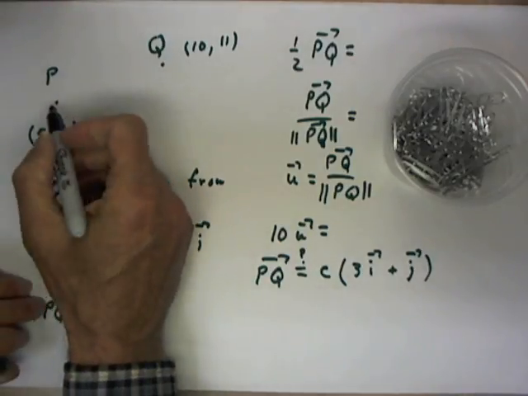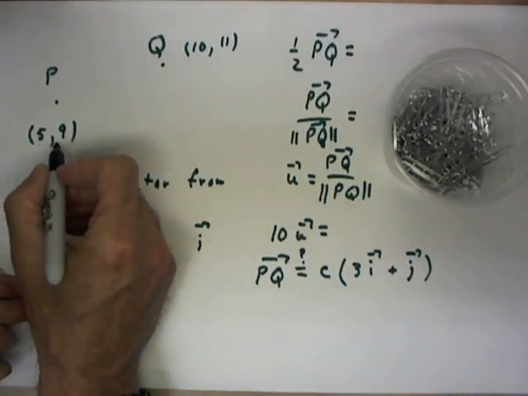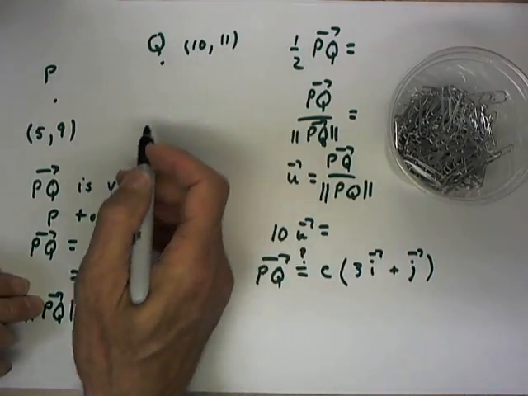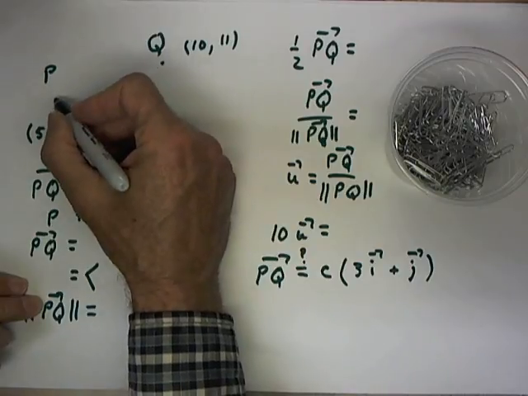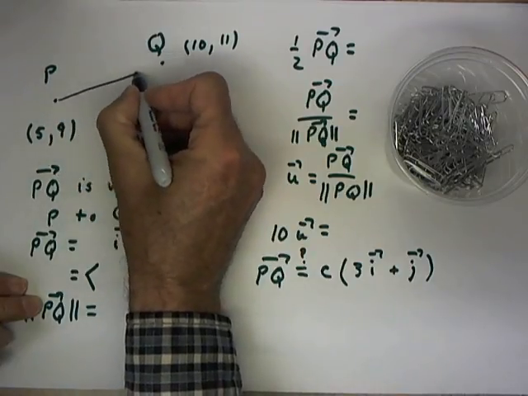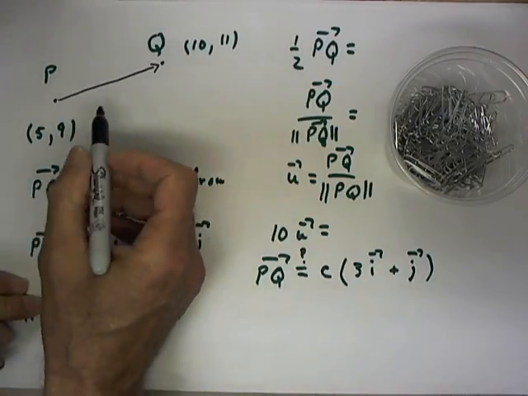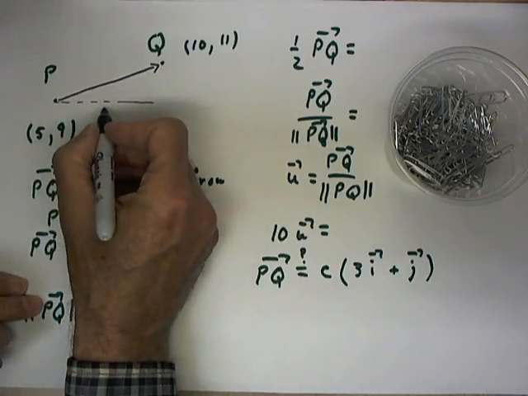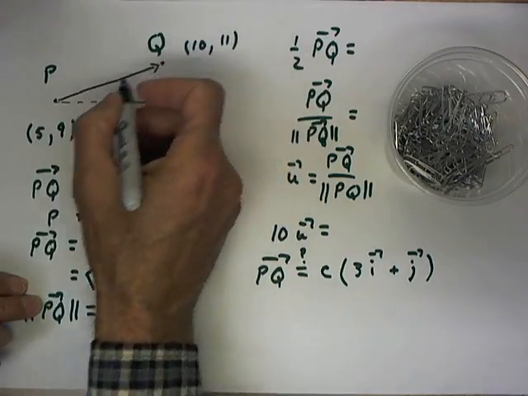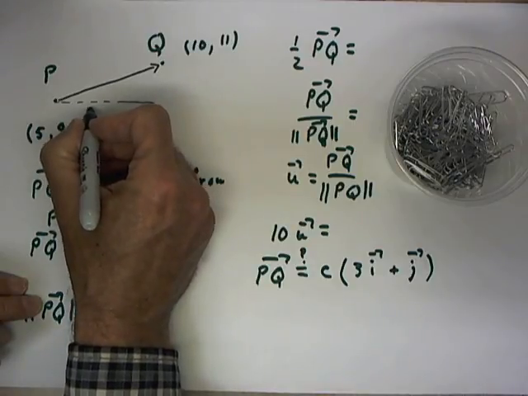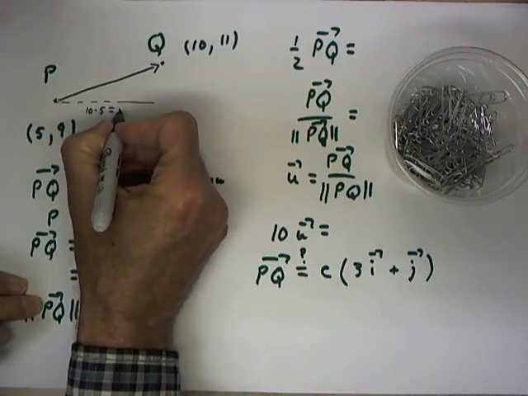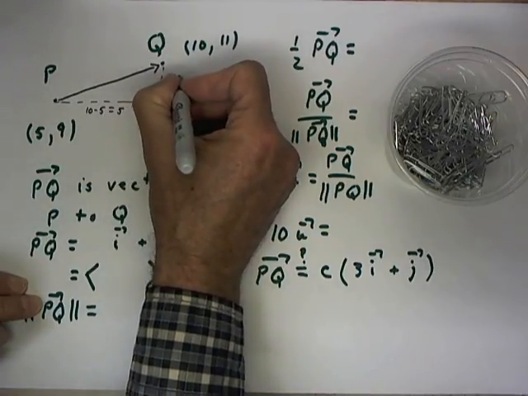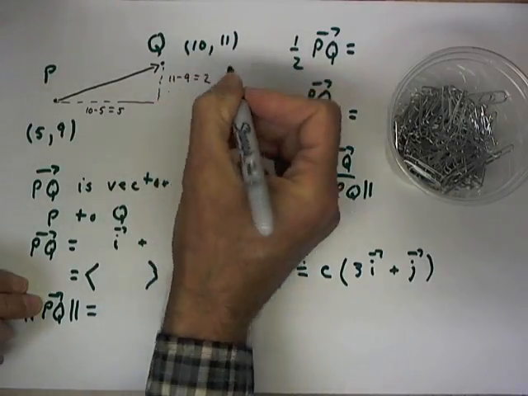Suppose we have a point P at point 5,9 in the xy plane, Q at the point 10, 11 in the xy plane. If we sketch a vector from P to Q, then that vector has to move over from 5 to 10 units, which is 10 minus 5 equals 5 units, and it has to move up 11 minus 9 equals 2 units.